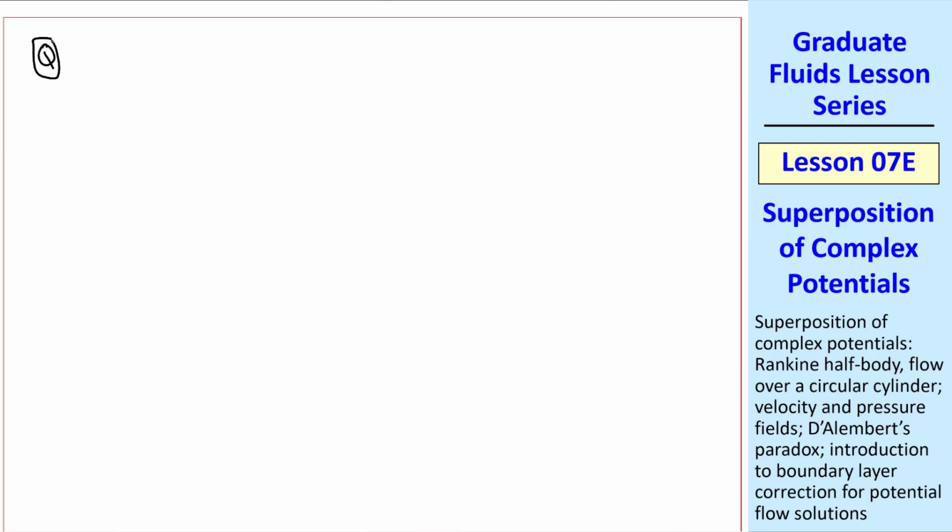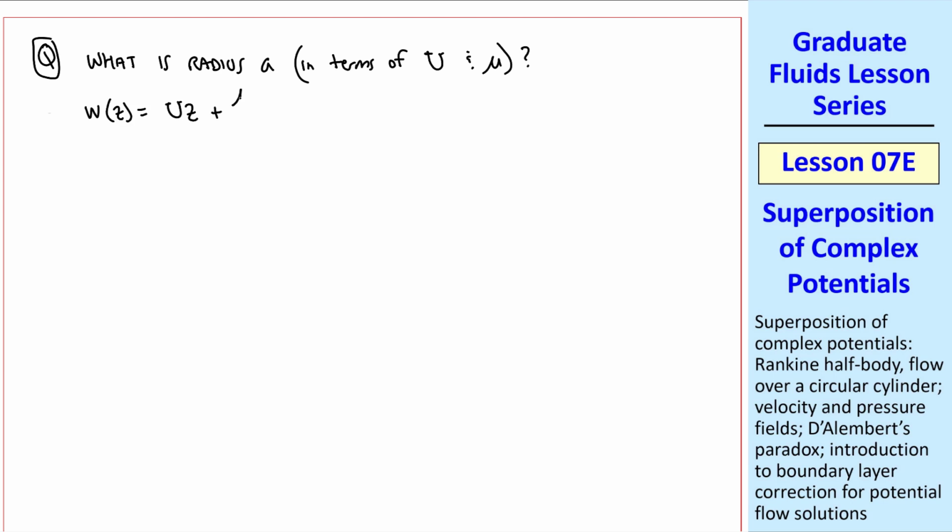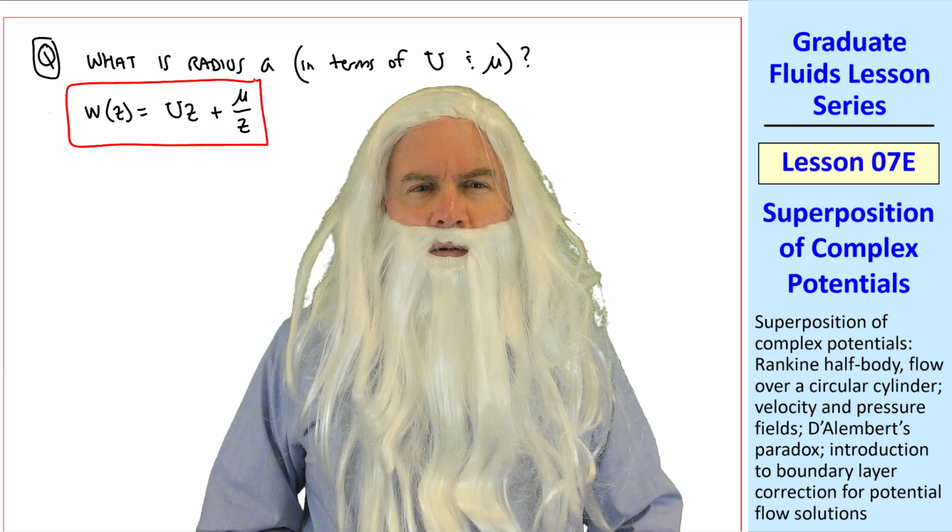Here's a question. What is radius A in terms of our 2 parameters U and mu? Let's start with the complex potential. W of z is Uz plus mu over z. And I'll let the students work this out. Let me know when one of you has an answer.